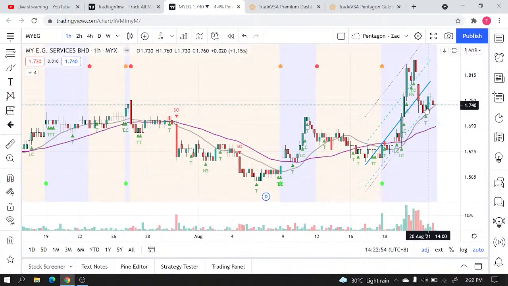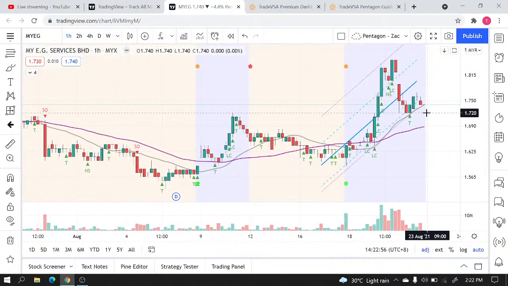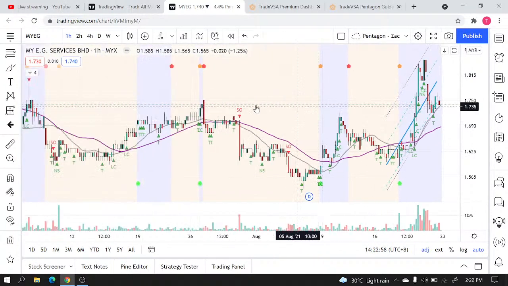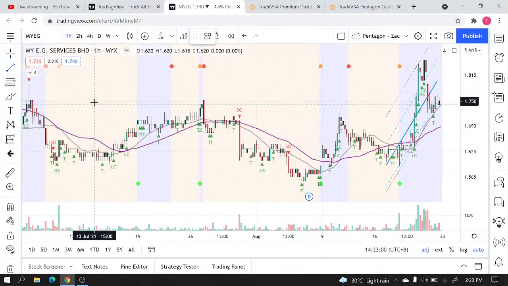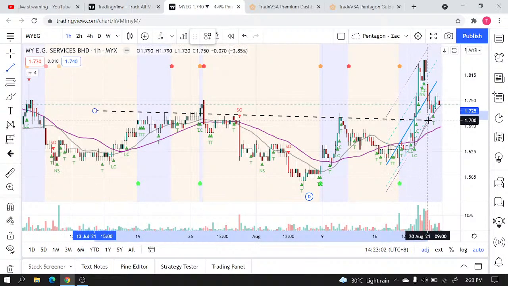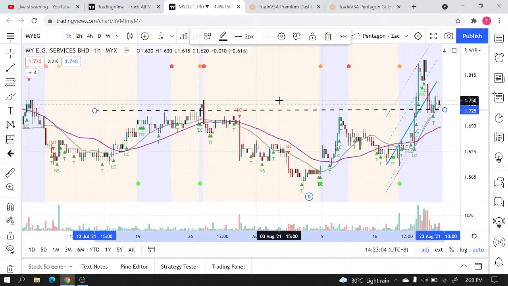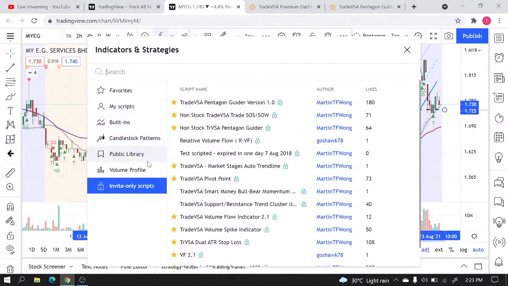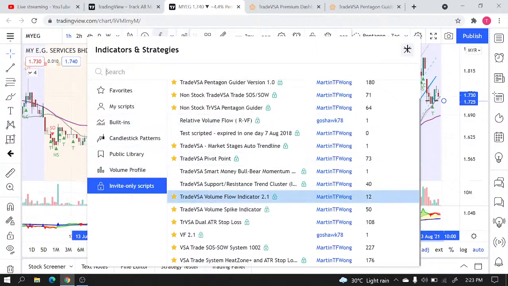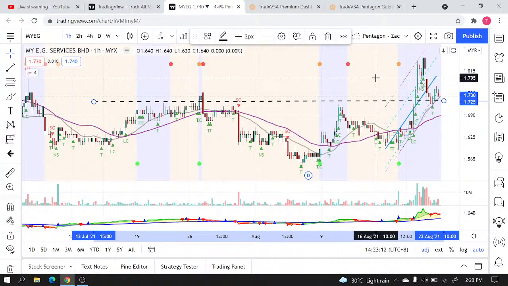Here some of the members, if you're interested, can actually use the hourly chart to trade on pullback. So you can use what, VF. Let's try to add in VF. This is some of the advanced technique if you want to do pullback in the hourly chart.